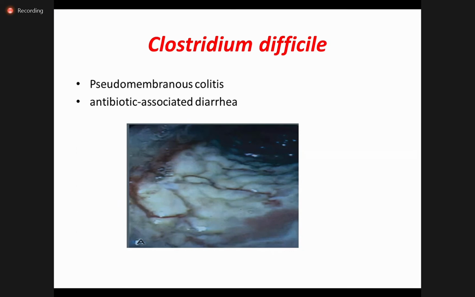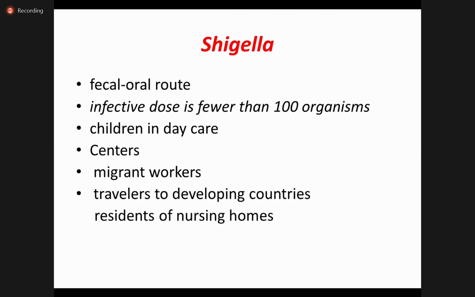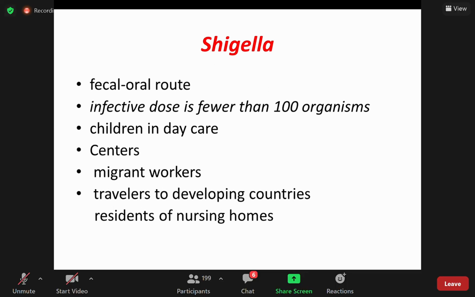Shigella, again, the route is the fecal oral route. Infective dose is very favorable. Like if 100 organisms are found inside the intestinal tract, it will cause disease. As I have told you earlier, the number of bacteria is very important. In some cases a lot of bacteria are required to cause disease, but in case of certain organisms, few organisms can also cause disease.